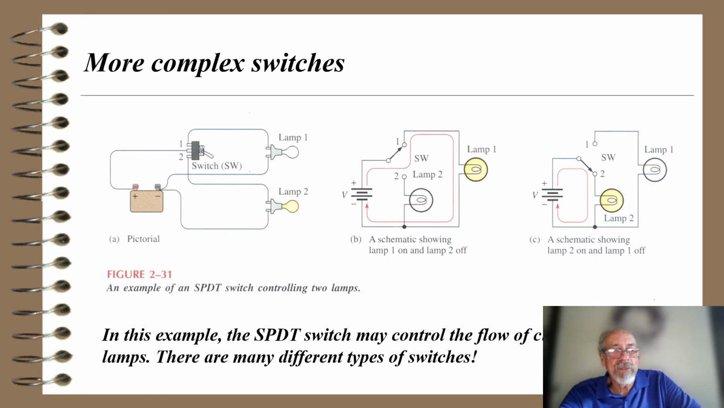So, more complex switches. In this diagram, we see a switch on top left here, which is connected to the battery and two different lights. And it turns out that switch can actually determine which light gets turned on. The schematics to the right of that graphical pictorial circuit show if it's in position 1, lamp number 1 gets turned on. In position 2, lamp number 2 gets turned on. So that's an example of what's called an SPDT switch. And an SPDT is single pole double throw. So it can control the flow of current to 2 lamps.